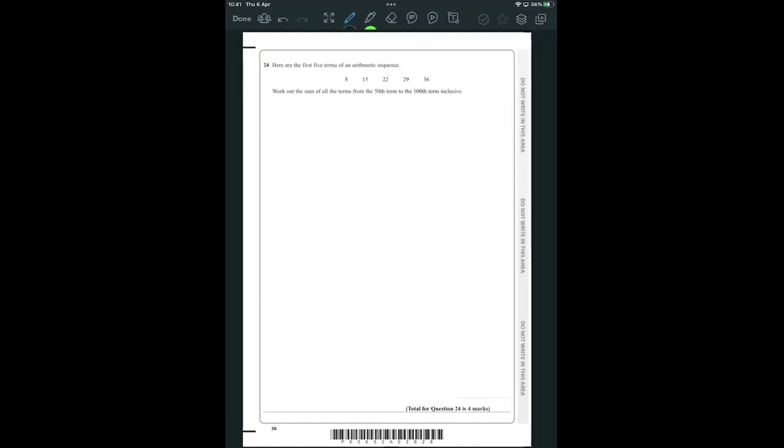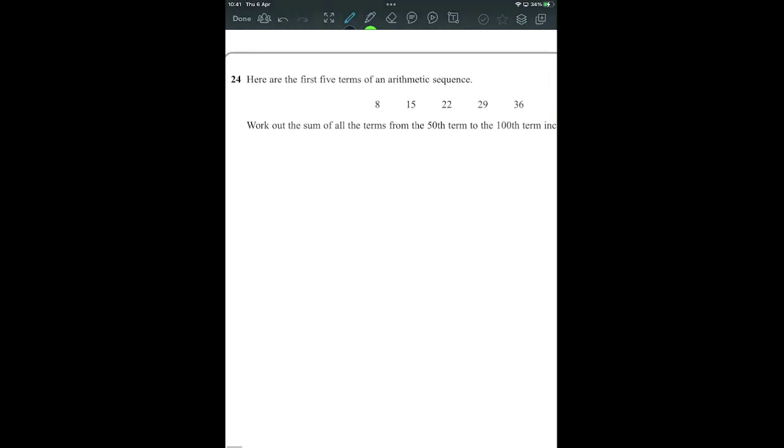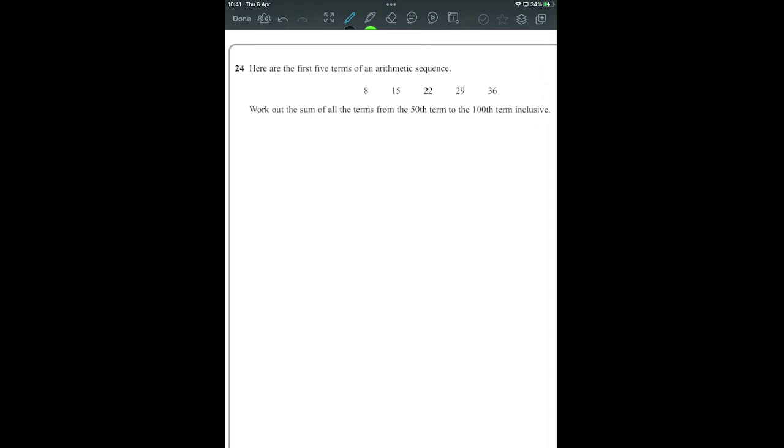Question 24. Surely we're near the end. A 25 question paper, that's more than normal. The first 5 terms of an arithmetic sequence are given. Work out the sum from the 50th term to the 100th term.